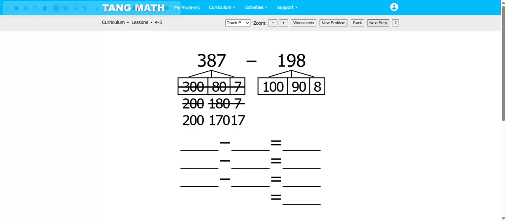So let's write down our equations. The first thing we're going to do is subtract our hundreds. Write it on your desk. 200 minus 100. I bet everyone can give me that answer really fast. Pause the video though if you need more time to write your answer on your desk.